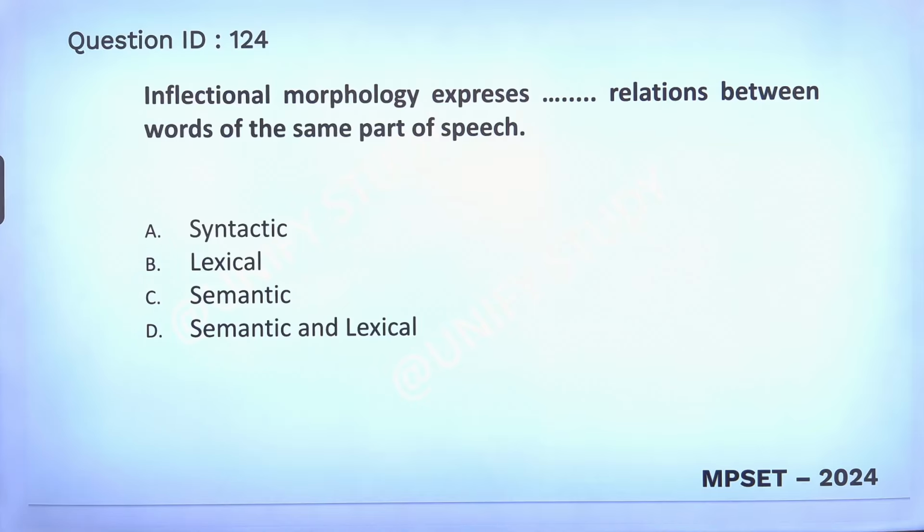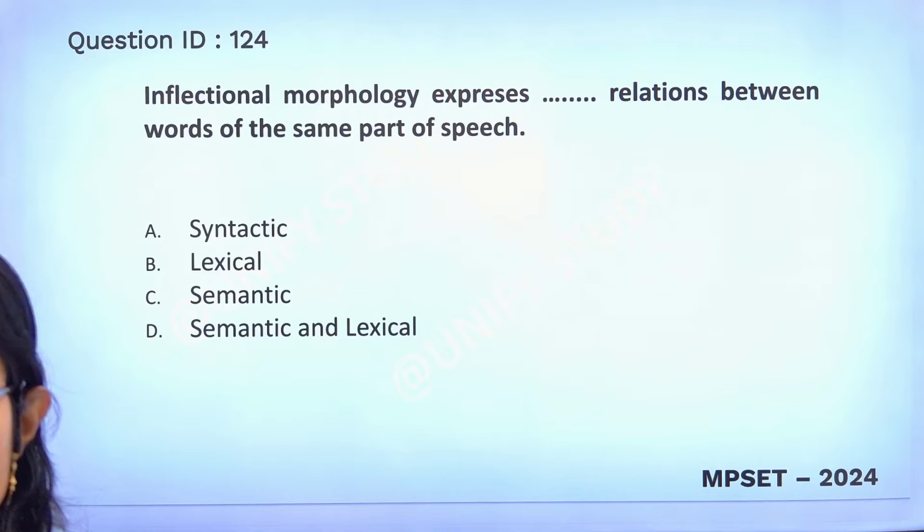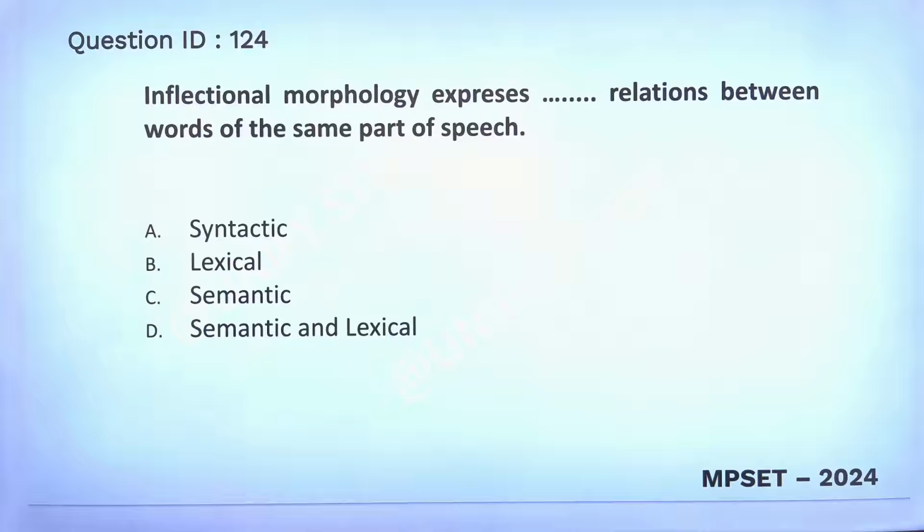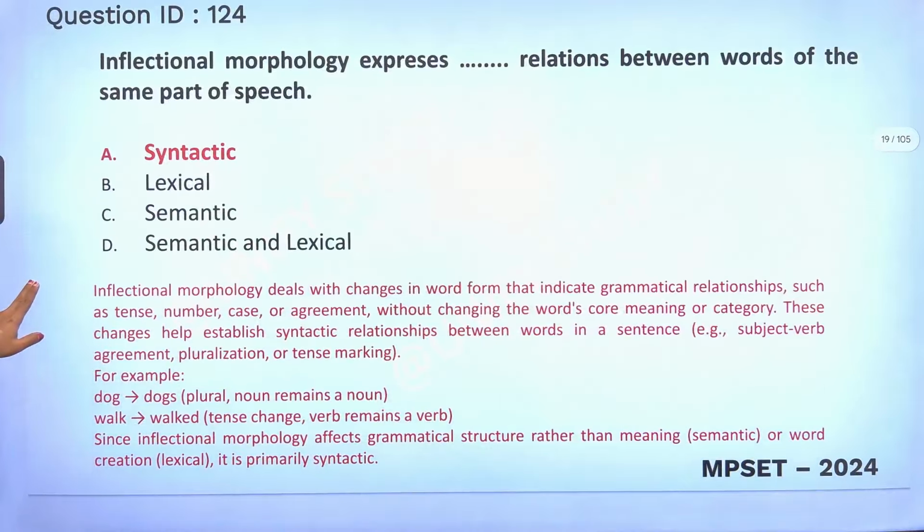inflectional morphology. Inflectional morphology expresses a dash relationship between words of the same parts of speech. We learned this in NLP. Yes, here it is syntactic.